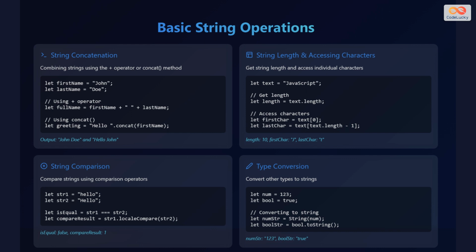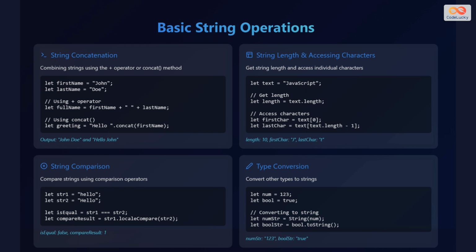The length of a string can be obtained using the length property, and individual characters can be accessed using bracket notation. For example, let text = "JavaScript". To get the length, let length = text.length. To access characters, let firstChar = text[0], and let lastChar = text[text.length - 1]. This results in length 10, first character J, and last character t.